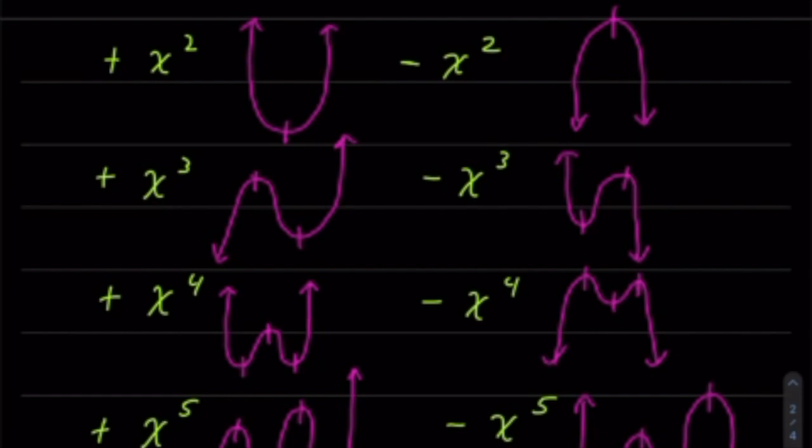Positive x to the 5th, take a look, is similar to x to the 3rd except it has more turns. So it falls to the left, rises to the right, and has 1, 2, 3, 4 turns. Obviously, if the positive x to the 5th falls to the left, the negative x to the 5th will rise to the left. It still will have 4 turns, and then it will fall to the right.